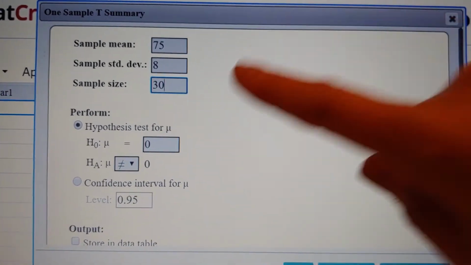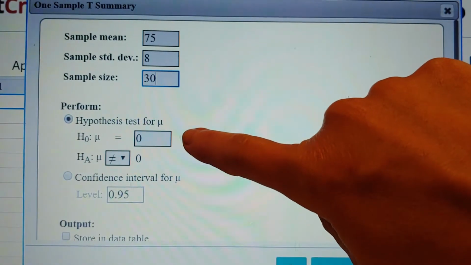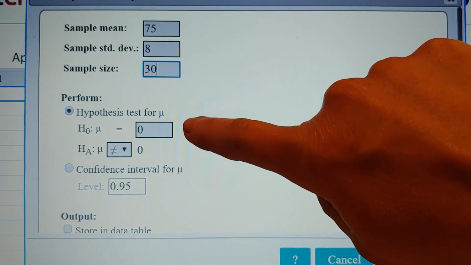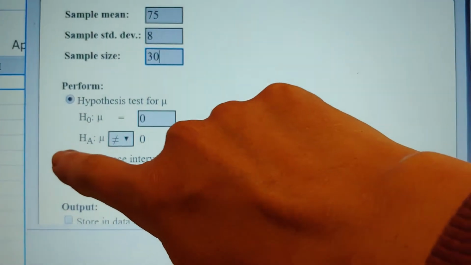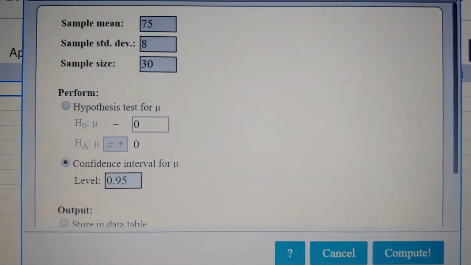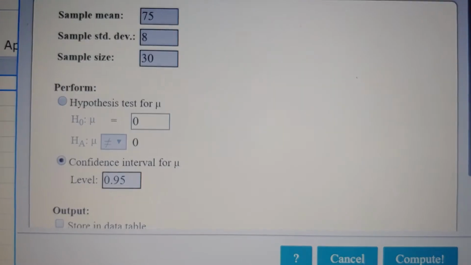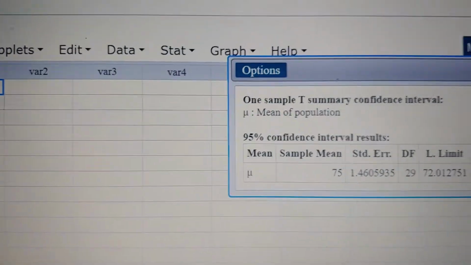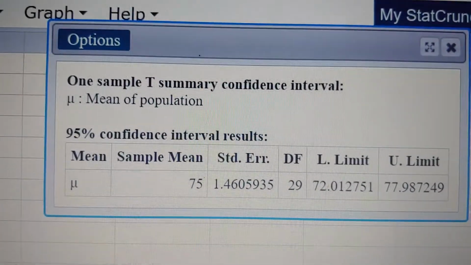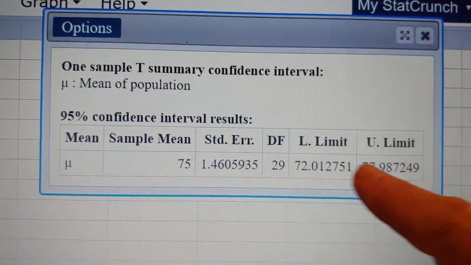Okay, now, as you can see, there's a hypothesis test portion. That is for section 9.4. For section 9.3, we want the confidence interval, and we want to have that 95%. So I'm going to go ahead and hit compute. And so what I have is my lower limit and my upper limit.